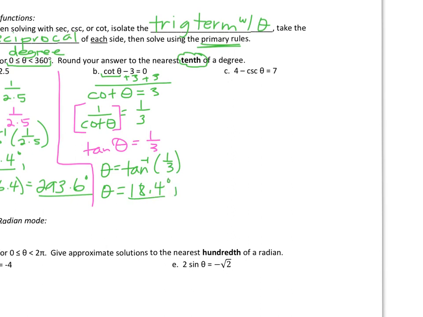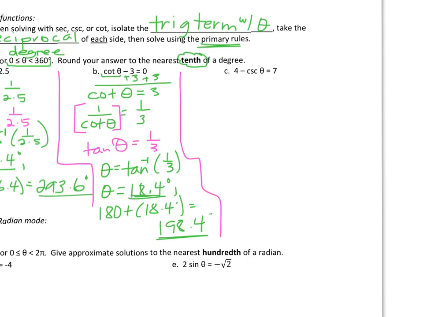The rule to get the second answer for tangent is 180 plus theta. So now we're going to add 18.4 to 180. And that second answer would be 198.4. So those are your two solutions for your theta value. Okay, last but not least, 4 minus cosecant theta equals 7.